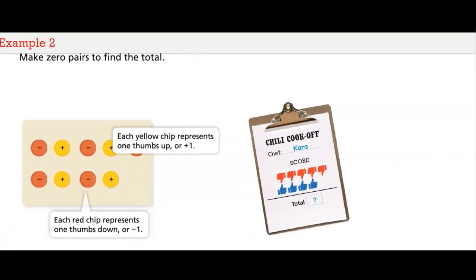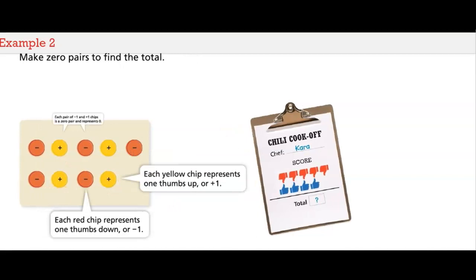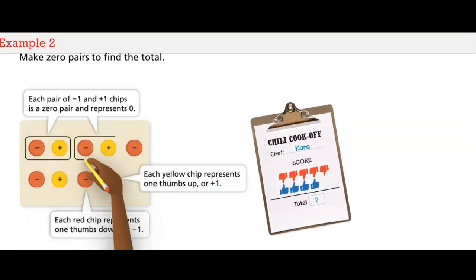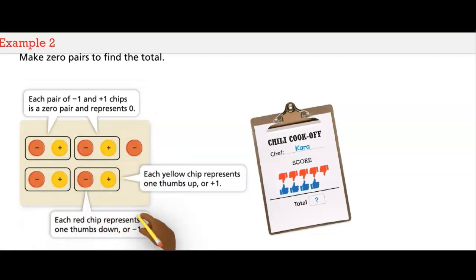Make 0 pairs to find the total. Each pair of -1 and +1 chips is a 0 pair and represents 0. There are 4 0 pairs and 1 red chip. The final rating for Kara's recipe was -1.